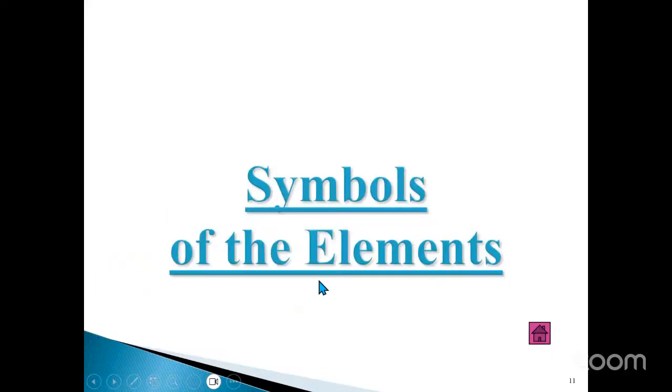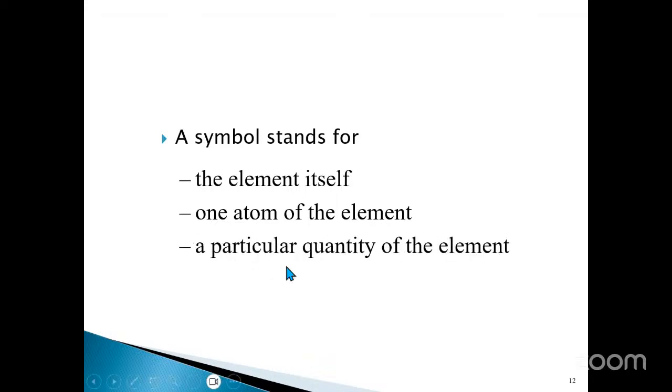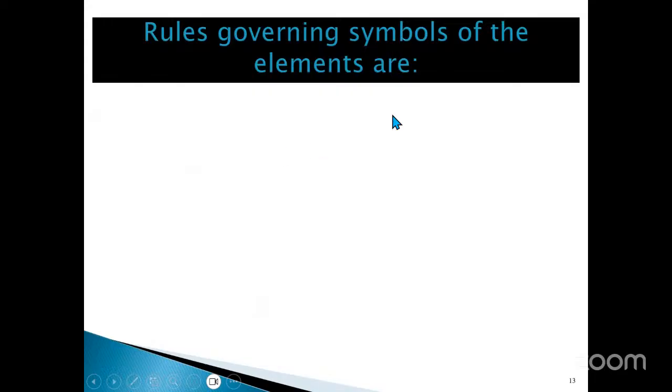As far as the symbols of the elements are concerned, there are two types of symbols. Well, firstly, let me just say that the symbol can stand for the element itself. It can also represent one atom of an element, especially if you're writing down balanced equations, which we're going to talk about later on. And it can also represent a particular quantity of the element, again, as it relates to representing the element in a balanced equation, right?